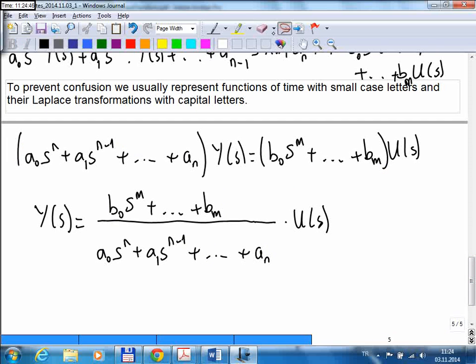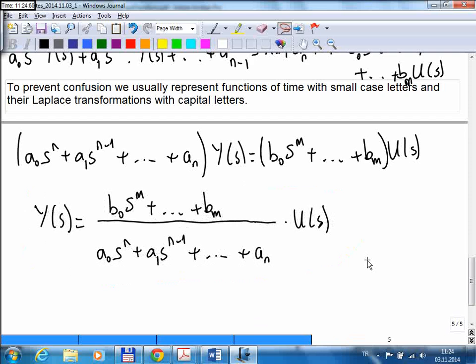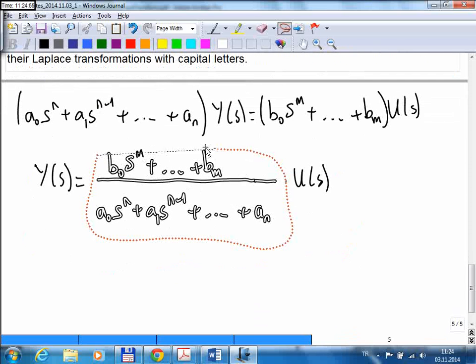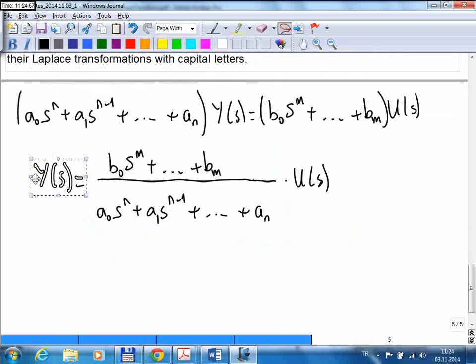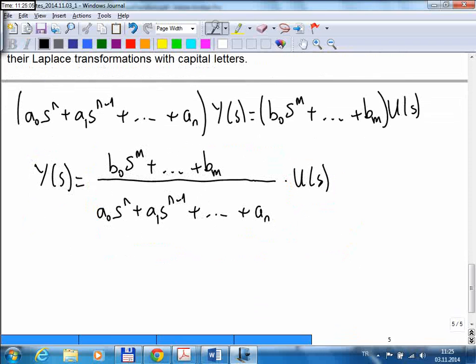So we can write the output of the system as you see here, and this part here is now the transfer function. The output is given by the transfer function of the system times the Laplace transform of the input we apply to the system. So now this is our transfer function.